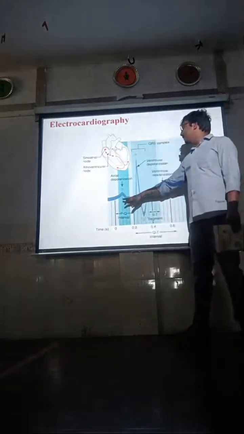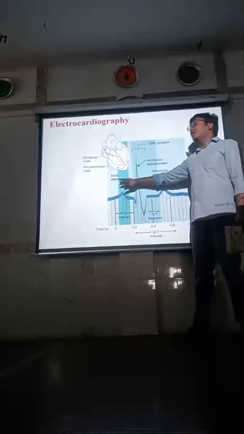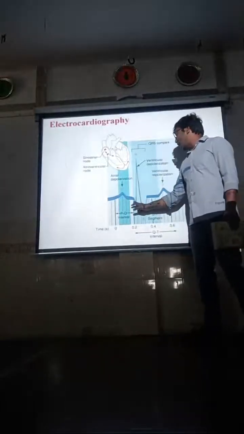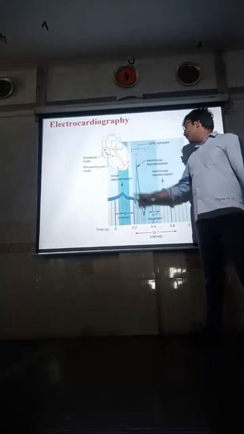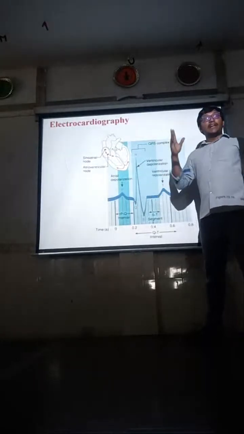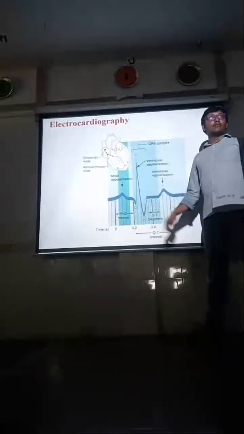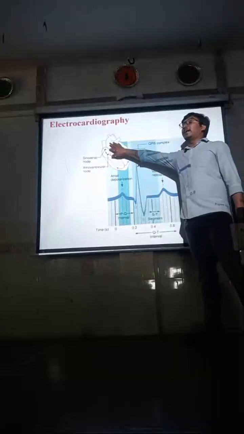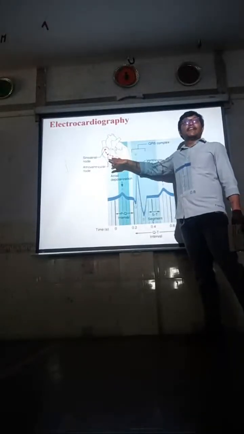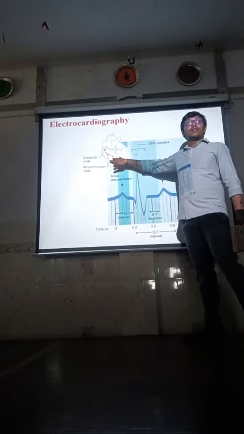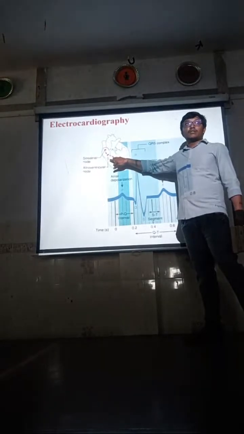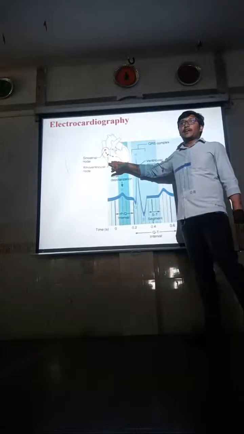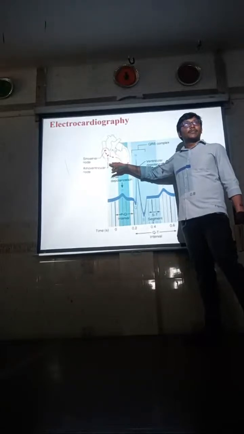So this P wave indicates atrial depolarization. Here another wave should come, but that wave is masked by the QRS complex. By the time the atrium is relaxing, the ventricles are contracting. Yes or no? Yes, sir.